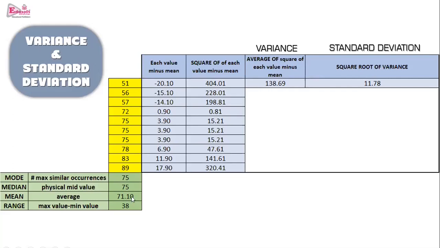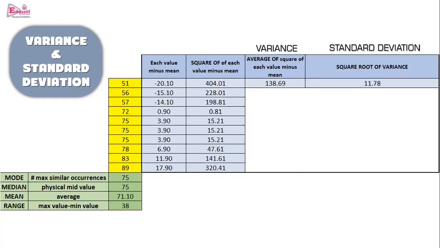Now, the difference between this average and each of these values is taken. Each value minus the average. So what we get is the first set in blue color, minus 20.10, minus 15.10, and so on. So this is the difference between the average value 71.10 minus 51. Now to eliminate the negative values, we have taken the square. When we square something, the negatives are converted into positive. So the square of each of that calculation has been taken in the next column.